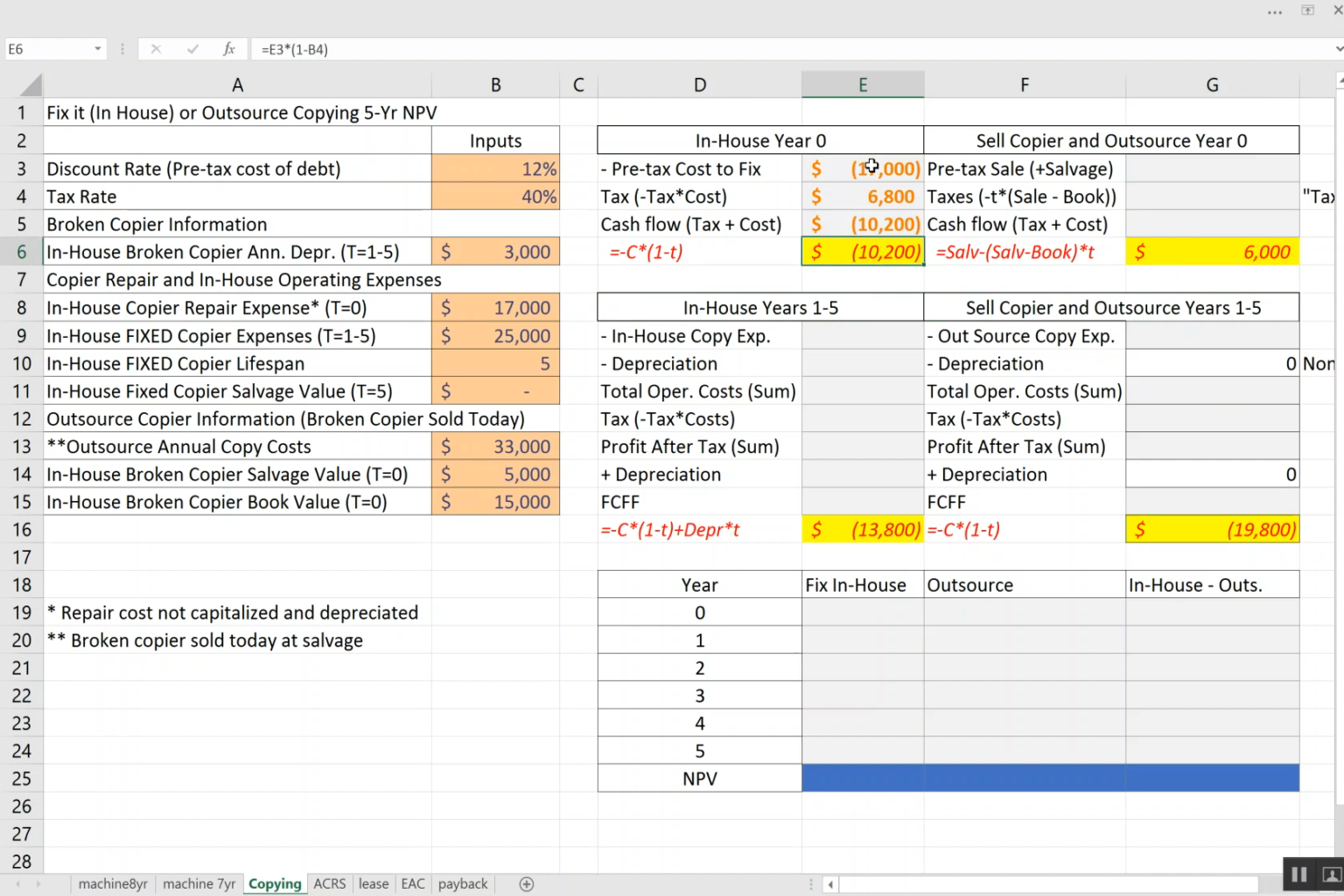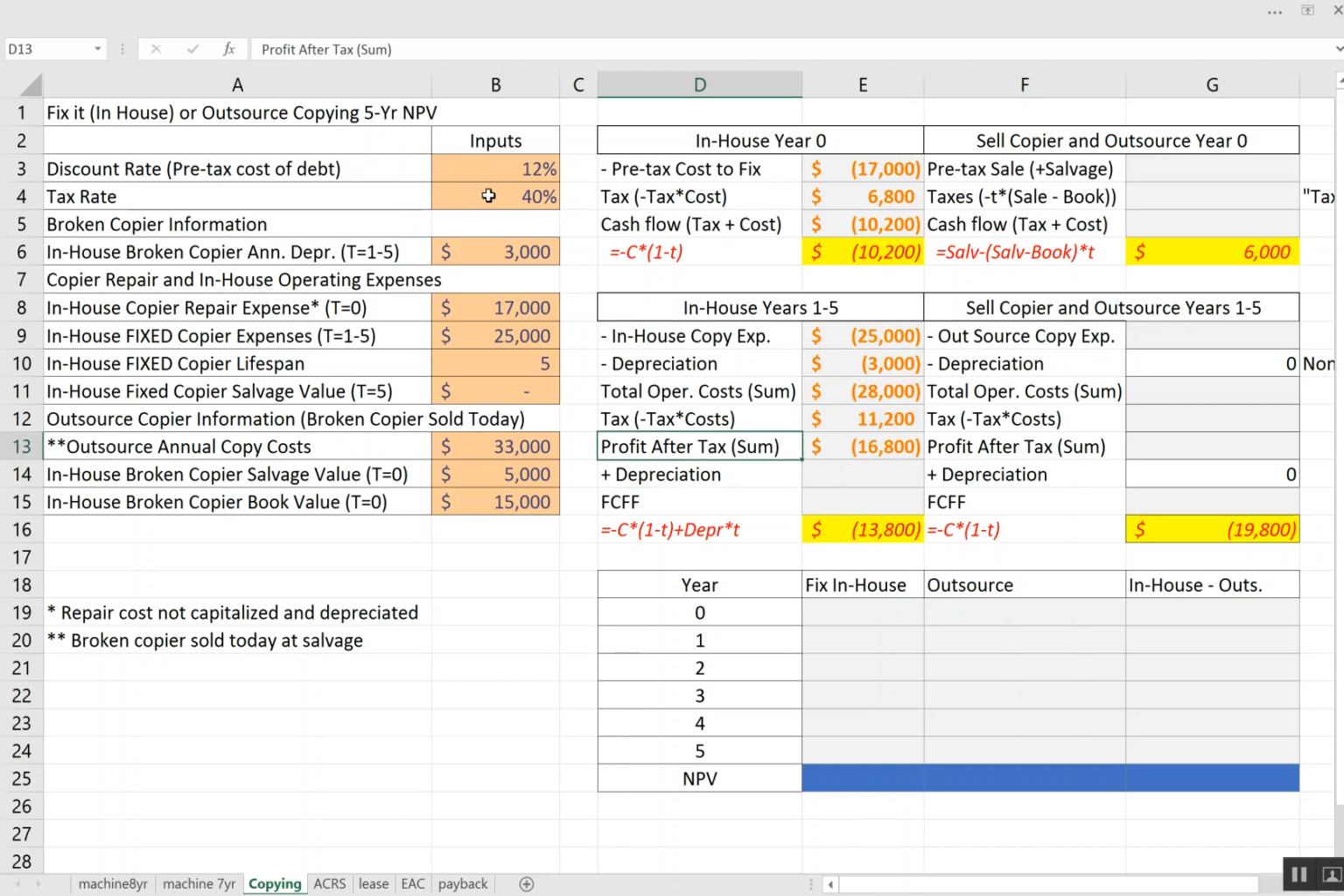Now, if I fix the copier, I have a functioning copier. My expenses for operating that copier are $25,000 a year. I'm also currently recording depreciation expense of that copier of $3,000 a year. That shows up as a non-cash expense, which means my total operating costs are $28,000. If I take negative tax rate times my operating expense, that's going to create a tax shield of $11,200. So it's really just going to cost me, after tax, $16,800 to run my copying in-house.